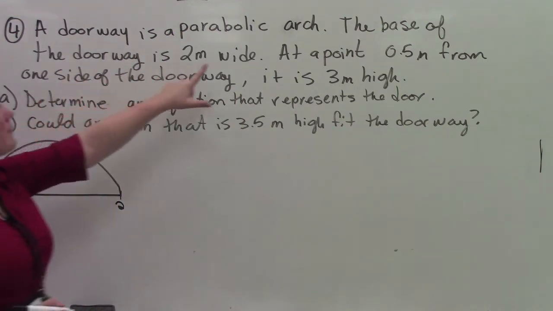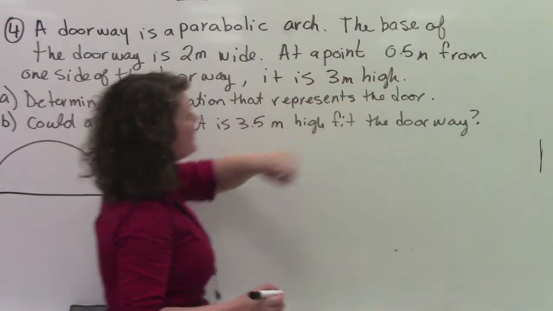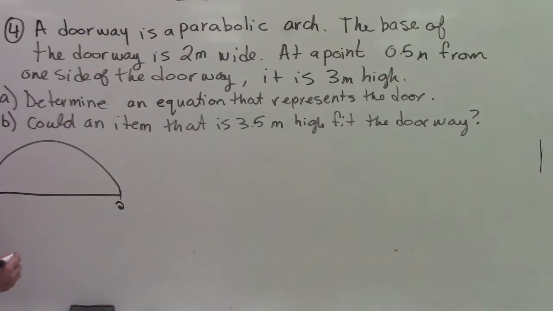It says right here at a point 0.5 meters from one side. So I'm going to pick this side right here. So this is going to be 0.5 meters. This is just for ease. This is a 1 and this is 1.5 meters. Okay. This is 3 meters high. So if I were to give it a coordinate point, it would be (0.5, 3).